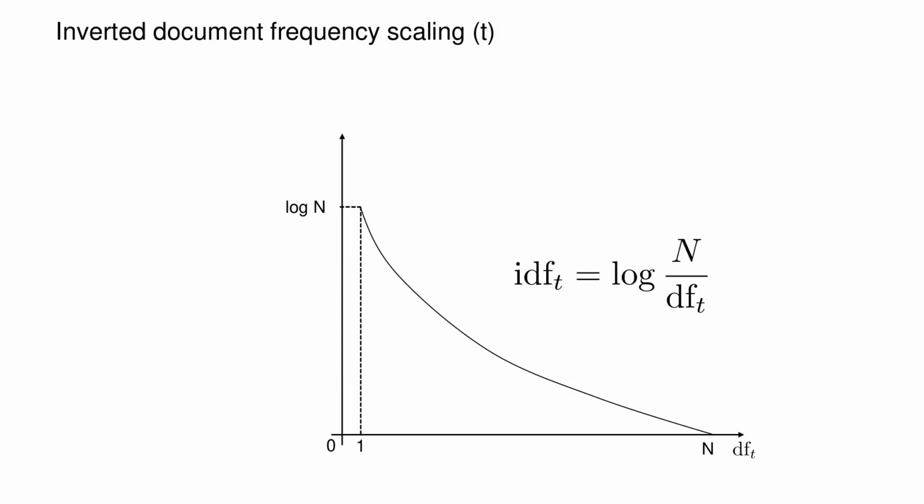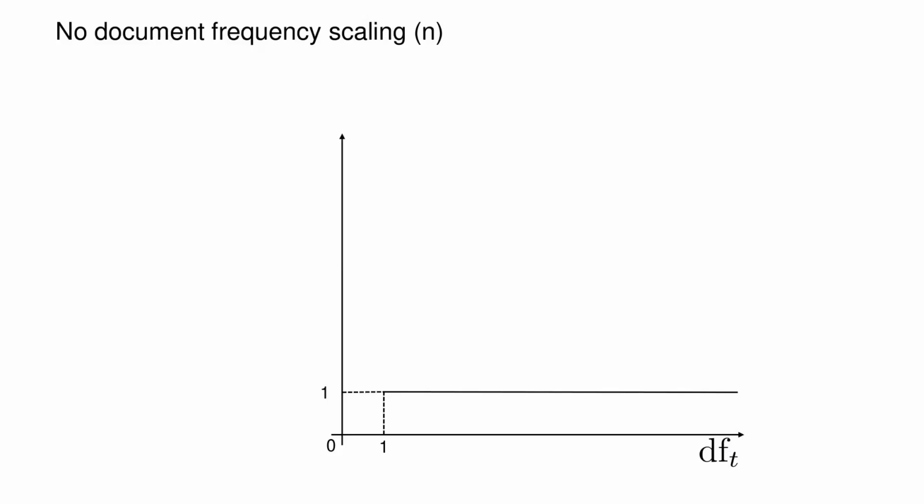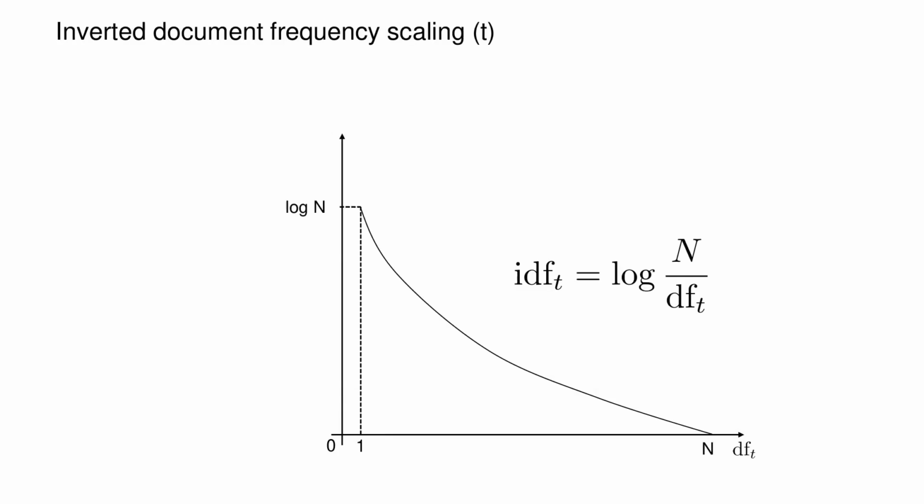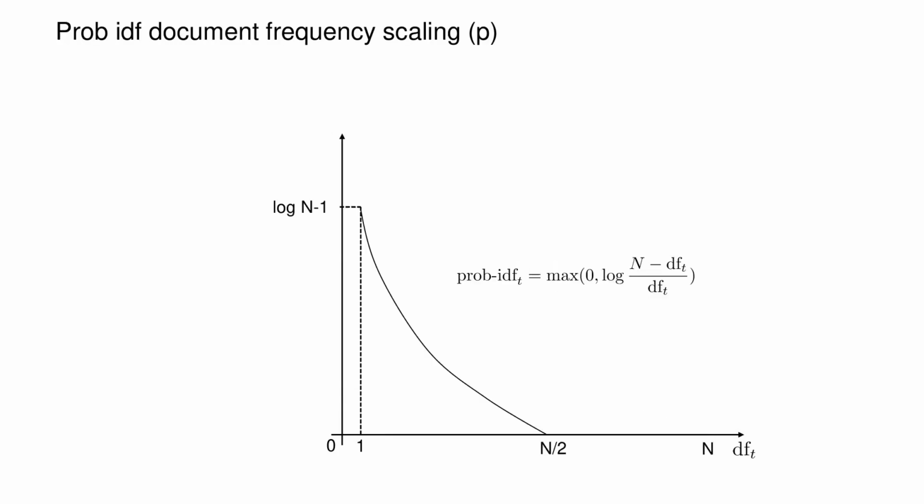Who recognizes the IDF here? That's the inverted document frequency, right? Log of n divided by the document frequency. Who recognizes this? You do, right? I showed it. Okay, very good. So that's code T, right? So that's code N for no document frequency, and T for the inverted document frequency.